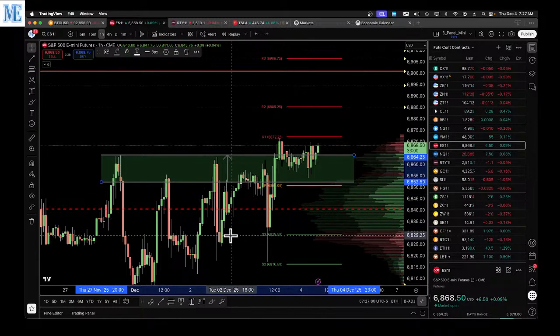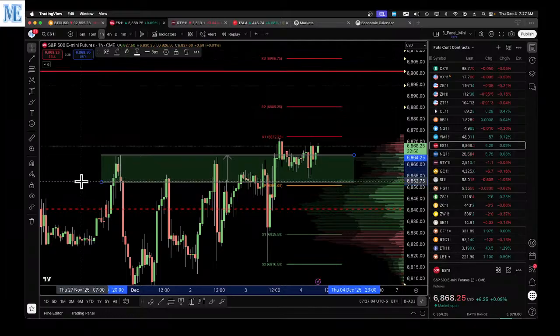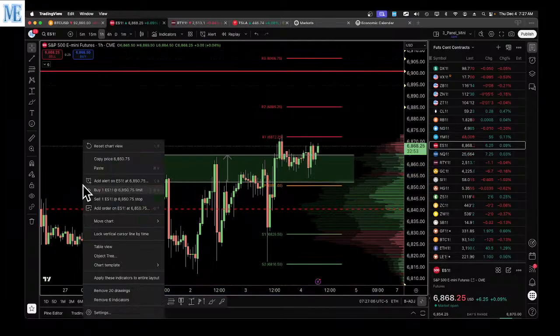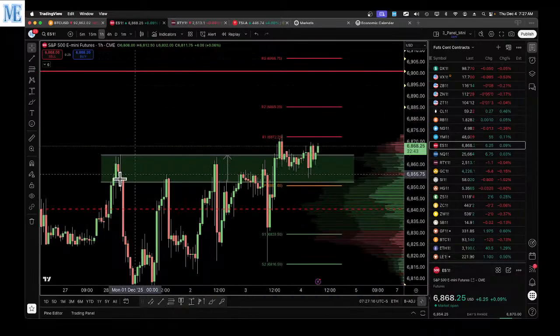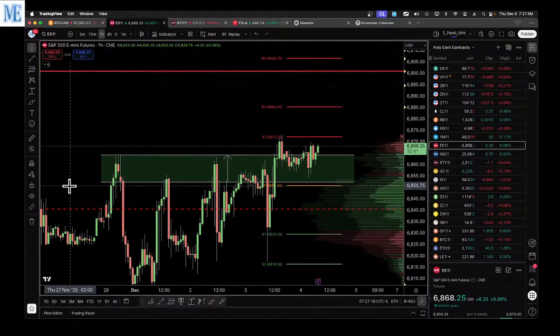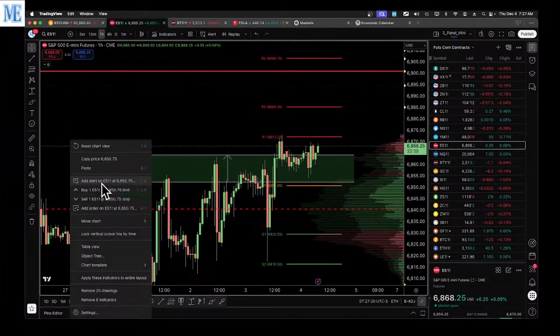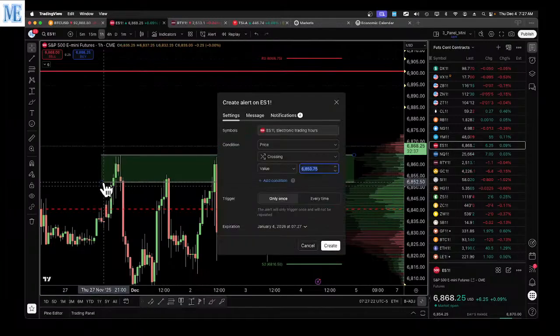And I think this is a good area. I'm going to put in an alert here on the pivot, which is 68.50.75 or so. Oh, God, what is that? Buy. I didn't buy. 68.58.75.